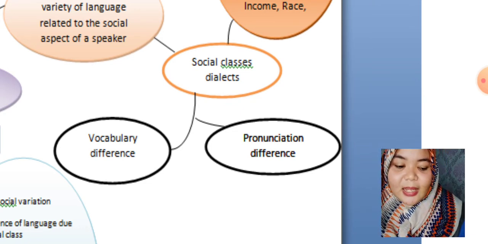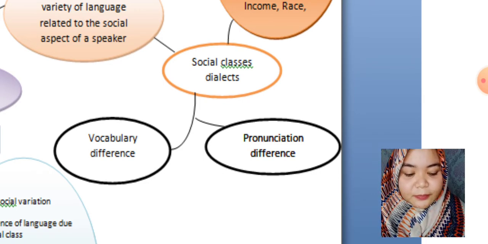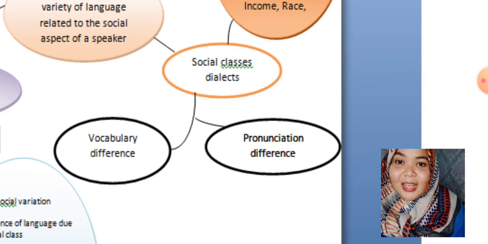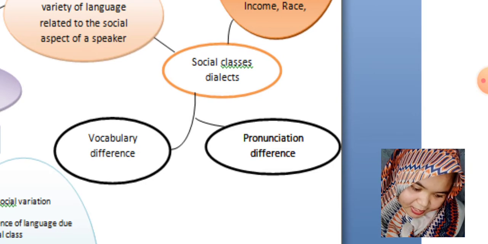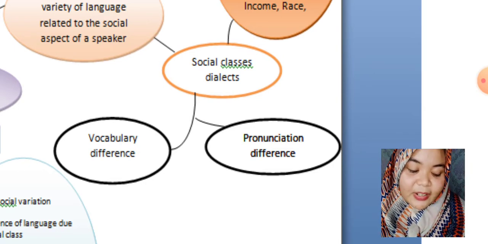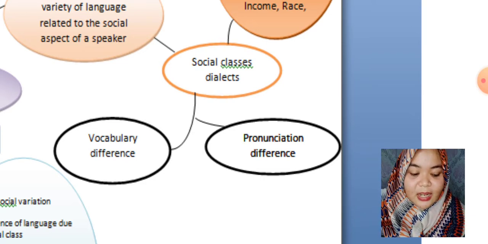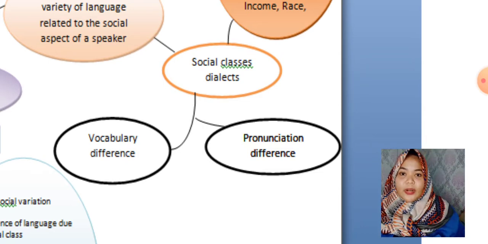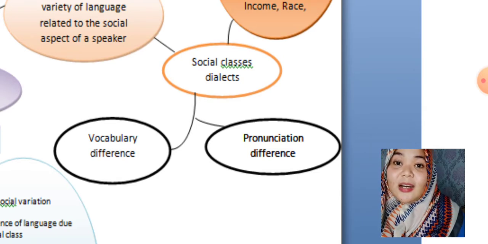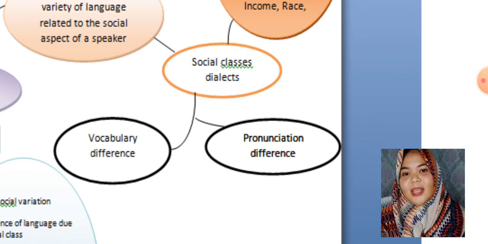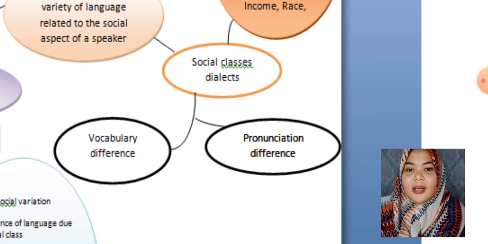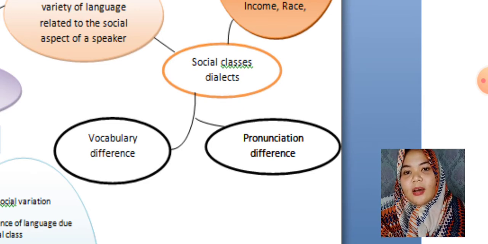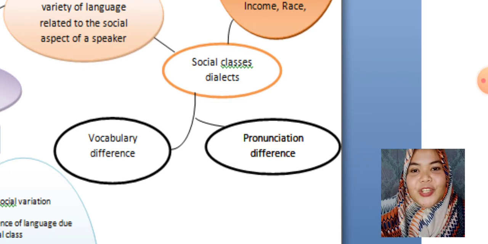For example, in England, the upper class will say lavatory and the lower class will say toilet. The upper class will say relation, the lower class will say relatives. Another example is the upper class will say sitting room, while the lower class will say lounge. So these are different vocabularies that appear because of different classes.